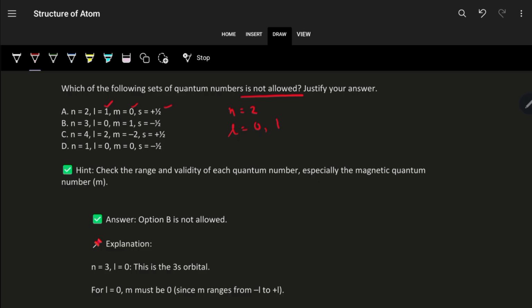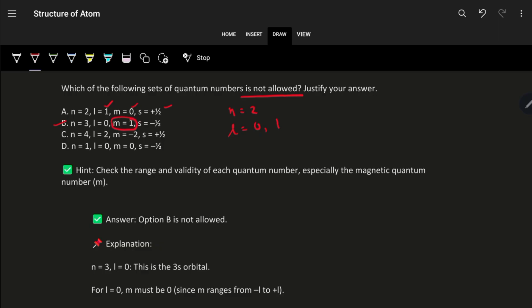Fine. Now n equal to 3, l equal to 0. That means I'm talking about s. n equal to 3, l equal to 0 means 3s. Now for 3s, the ml value for s should be 0 only. Here it is m equal to 1.